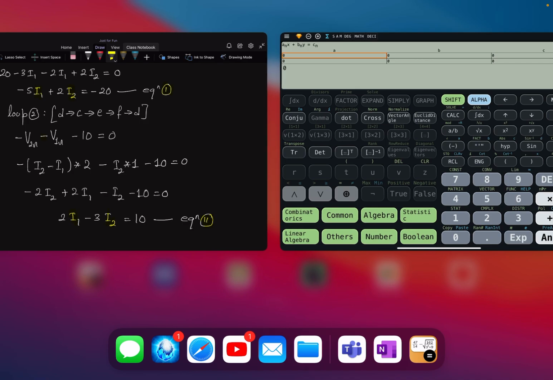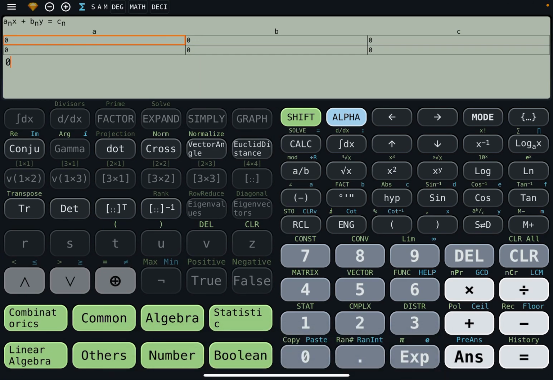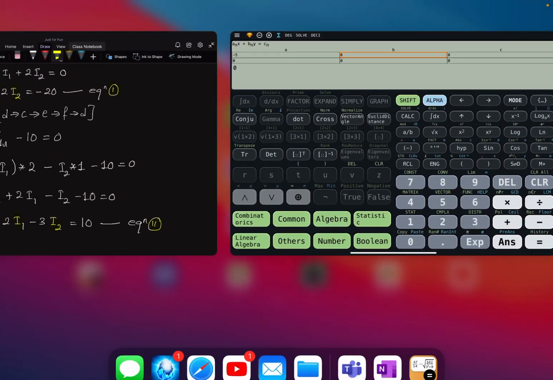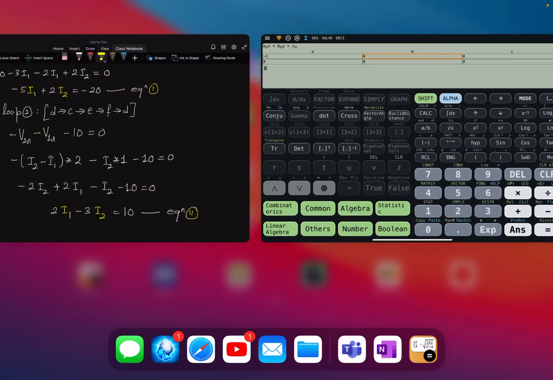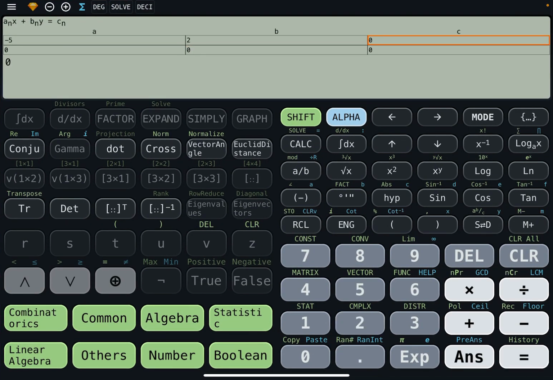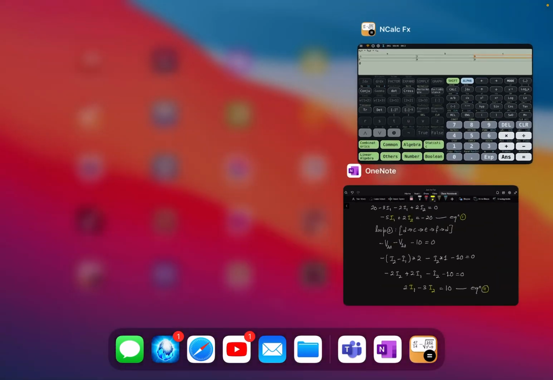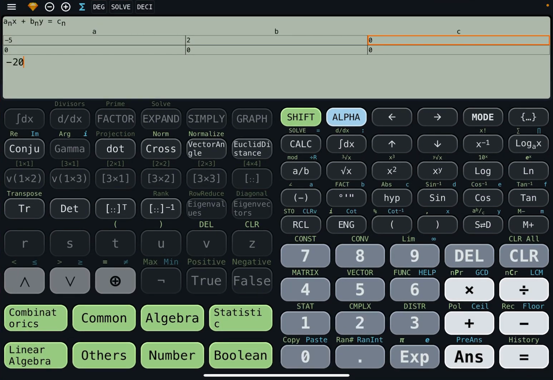I1 from equation 1 is minus 5. The coefficient of I1 is minus 5. Let's use that, minus 5 here in terms of A, and in B we have I2 value, which is 2, and then this is constant, which is after the equal to. So if you look here, after the equal to is minus 20 from equation 1, minus 20.